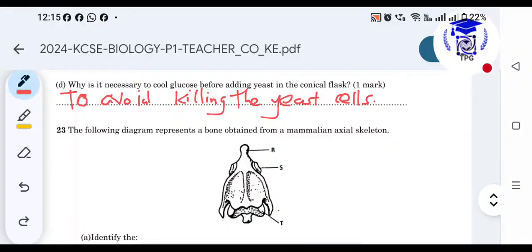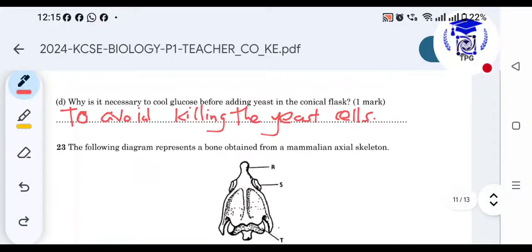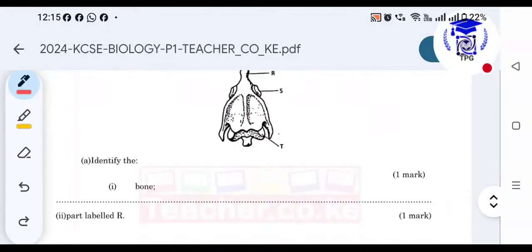The next question is number 23. The following diagram represents a bone obtained from a mammalian skeleton. Hii bone ni gani? Hata nyinyi mkiangalia mnaona hii bone ni gani? Nipatieni jibu hapo kwa comment. What kind of a bone?